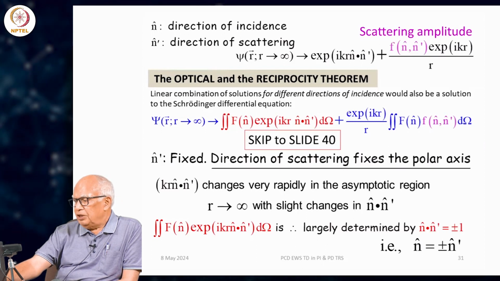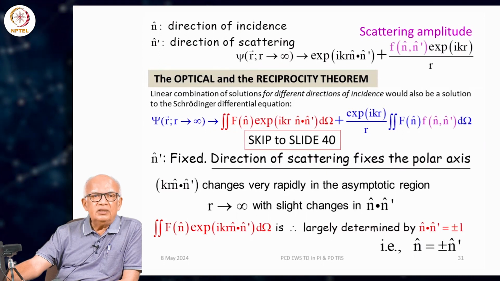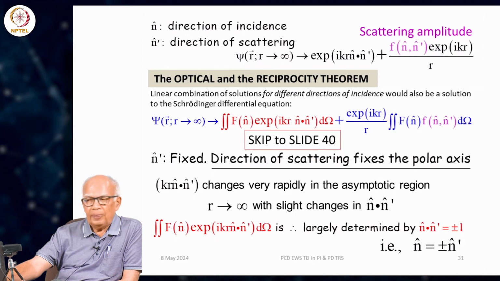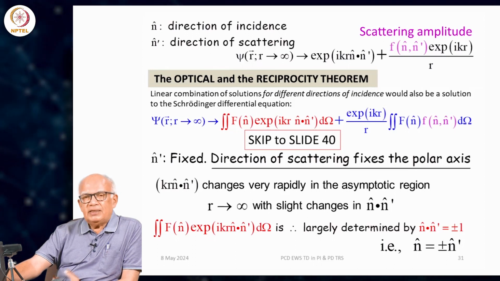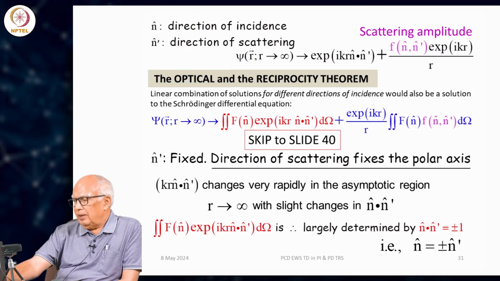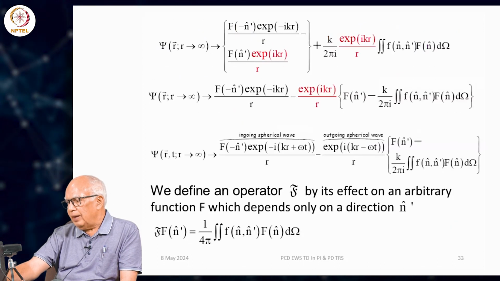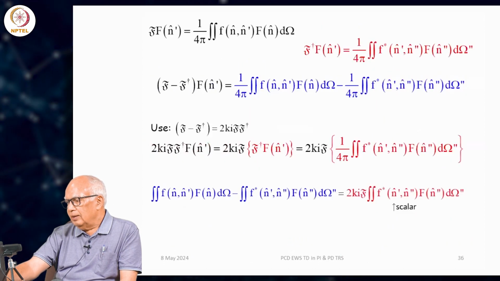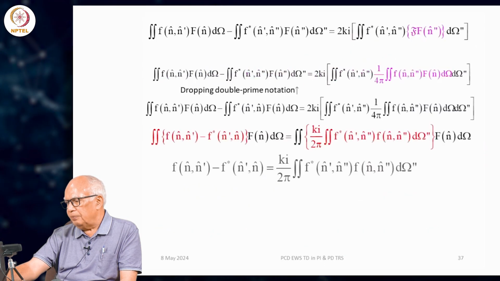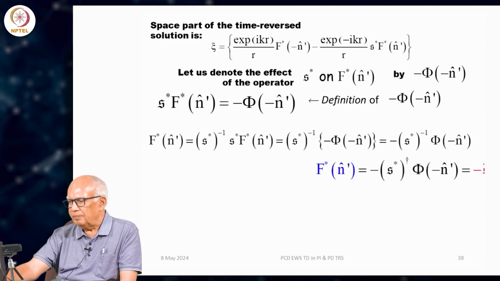So, I am going to jump to, I will not discuss the optical theorem because my assumption is that you have some exposure to it from your course in collision physics. It is basically a statement of conservation of flux. Reciprocity theorem, the derivation I am skipping up to slide number 40, and I will discuss the result of the reciprocity theorem, which is coming up. This is slide number 39 and this is 40, which is where we should see it.